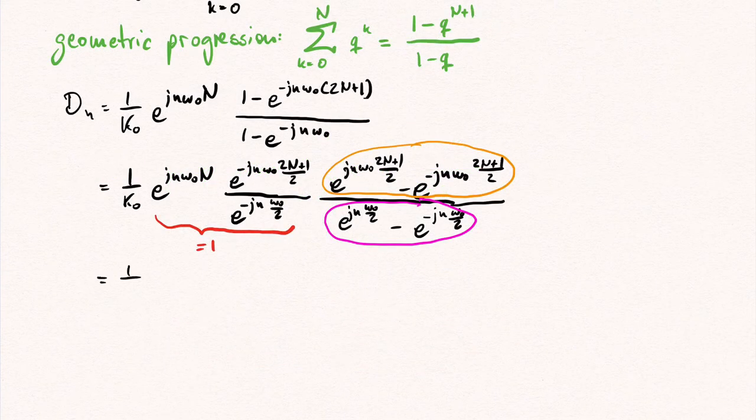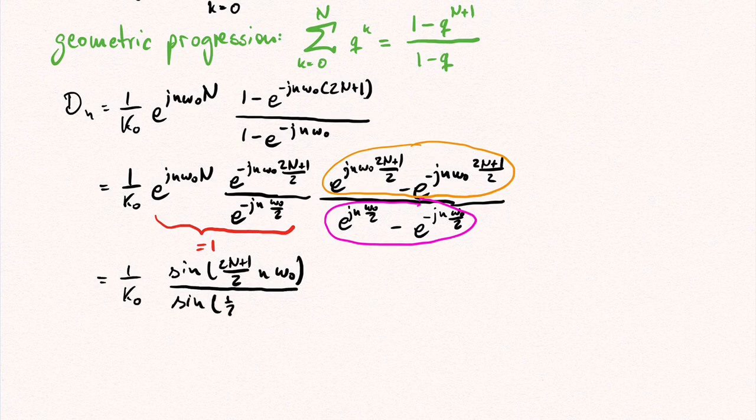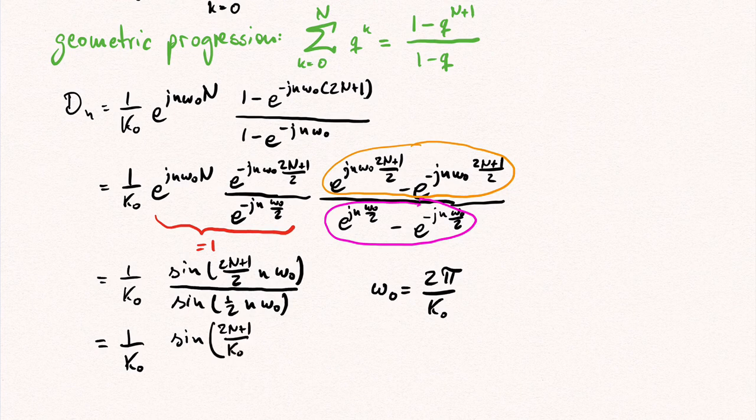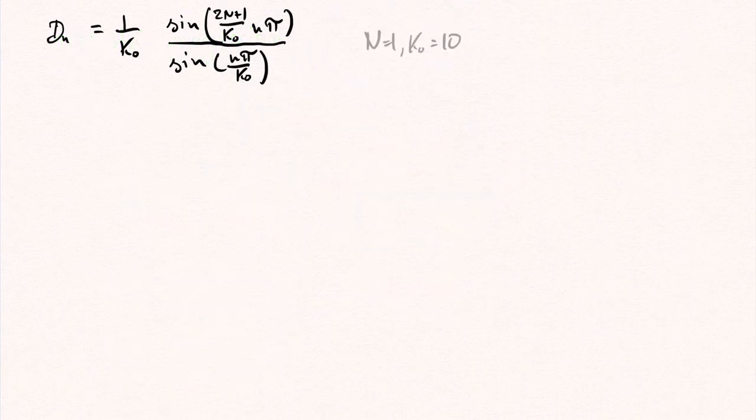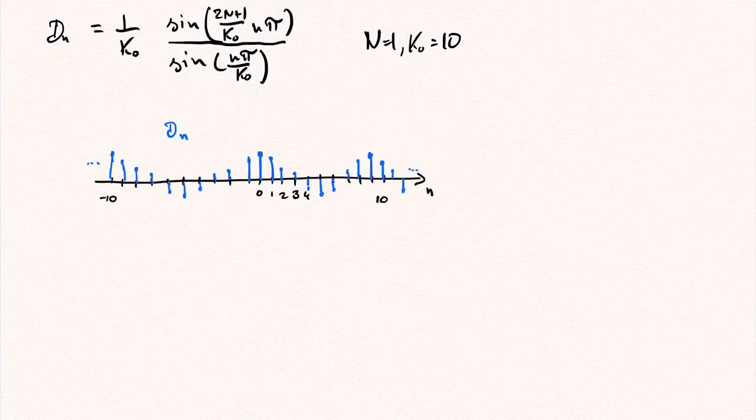So that d_n is equal to 1 divided by K0 times the sine of 2N plus 1 half times small n omega 0 divided by sine of 1 half n omega 0. And keep in mind that omega 0 is equal to 2 pi divided by K0, so that we can write d_n also as 1 divided by K0 times the sine of 2N plus 1 divided by K0 times n pi divided by the sine of n pi divided by K0. And plotting the coefficients d_n for capital N equals 1 and K0 equals 10 yields these periodic coefficients d_n, which have the same period 10 in the time domain and in the frequency domain.